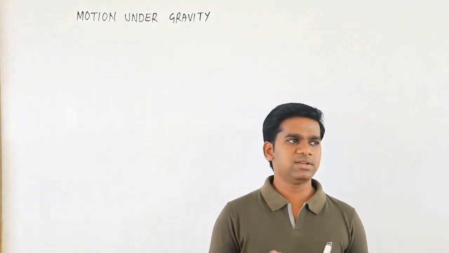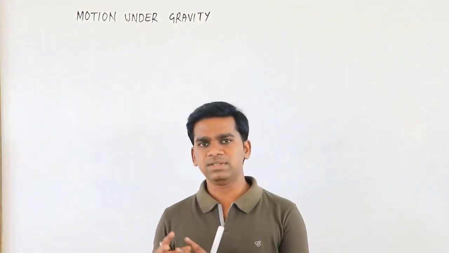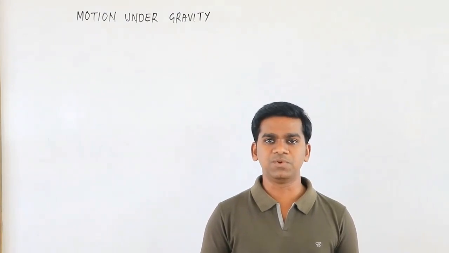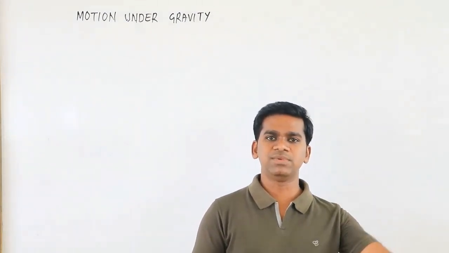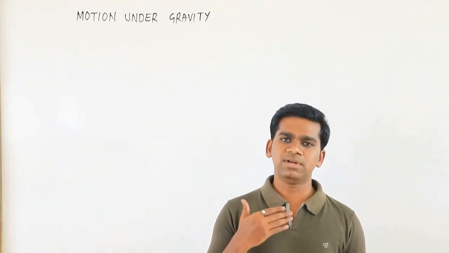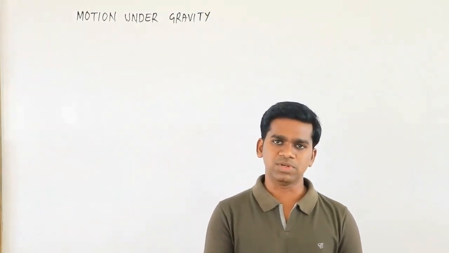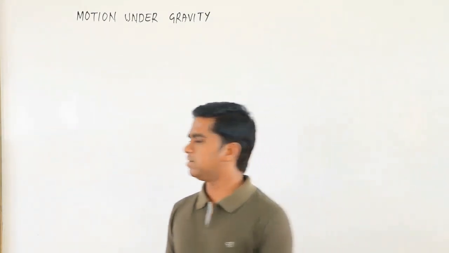When the object is in vertical motion, we call it motion under gravity. So these equations will convert into the equations for motion under gravity. Today we will discuss the equations of motion, or kinematic equations, for a body in vertical motion, or motion under gravity.